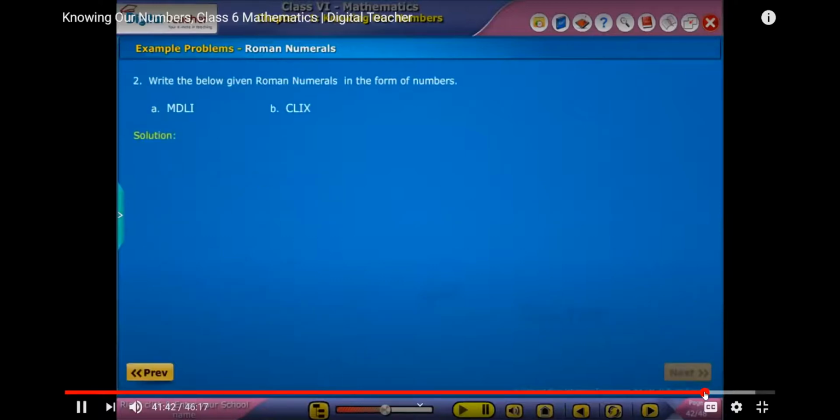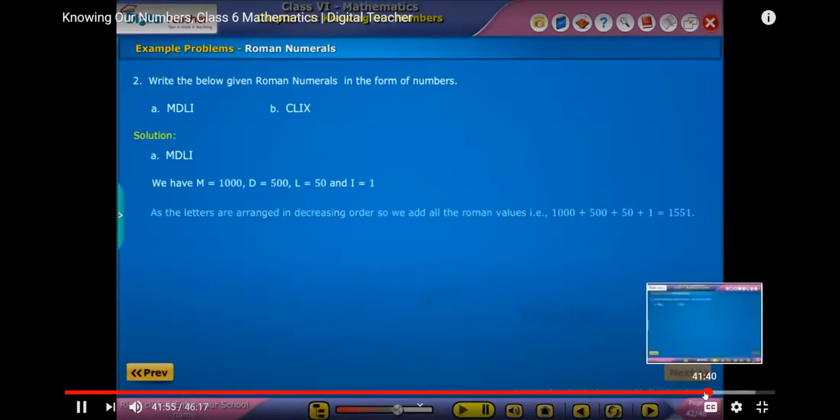Initially, let us consider MDLI. We have M equal to 1000, D equal to 500, L equal to 50 and I equal to 1. As the letters are arranged in descending order, we add all the Roman values, that is 1000 plus 500 plus 50 plus 1, which is equal to 1551.